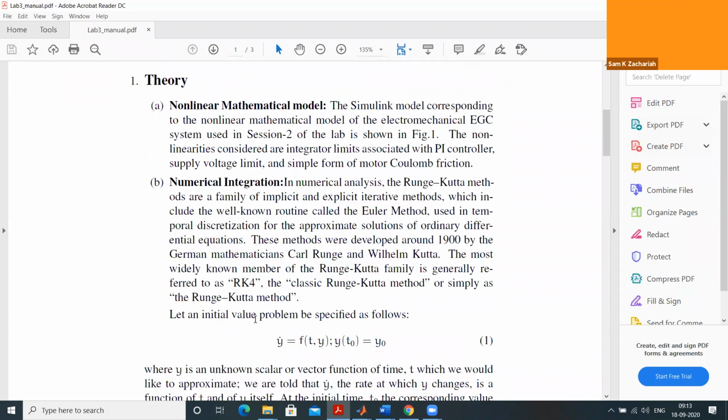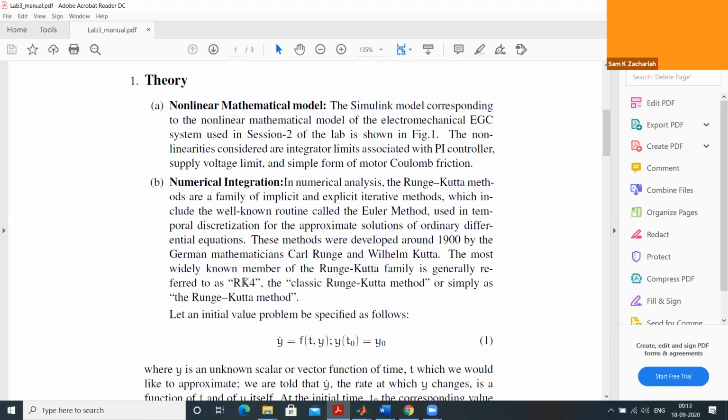In this MATLAB program that we are going to develop, we will use a numerical integration routine already available in MATLAB: the runge-kutta methods. They are a family of implicit and explicit iterative methods, which include the well-known routine called the Euler method, used in temporal discretization for the approximate solutions of ordinary differential equations. These methods were developed around 1900 AD by the German mathematicians Carl Runge and Wilhelm Kutta, hence the runge-kutta method.